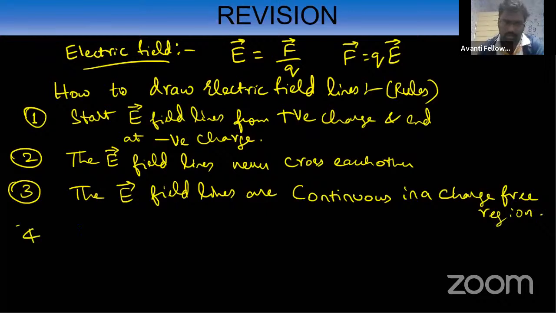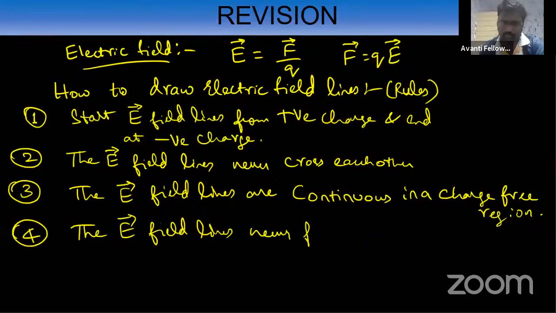What was the last rule? The last rule says the electric field lines never form closed loops. So these were the rules which we used to draw the electric field lines.